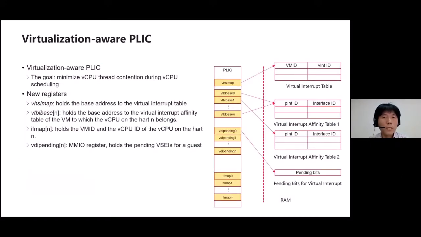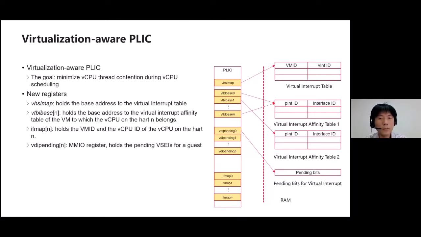We extended the PLIC to handle virtual interrupts that are not local, which are the virtual software generated interrupts and the external interrupts. These new registers contain structures that are used for routing virtual interrupts while considering the host scheduling decisions. For example, for each heart X, we provide the corresponding IF-map X register. The IF-map register holds the VMID and vHeart ID pair that indicates the identity of a vCPU that is currently running on the physical heart X.